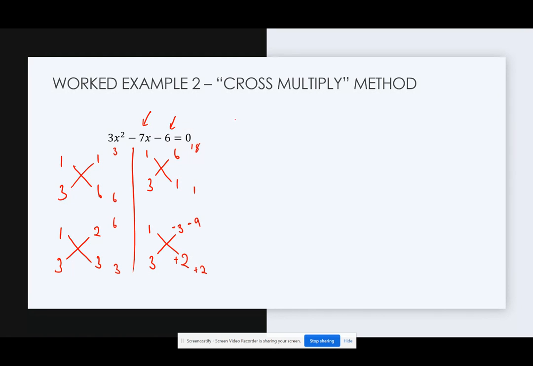Let's write it out in our factorized form now. By putting a couple of x's on there, we should be getting x minus 3 and 3x plus 2. And I did that just by putting the brackets there in our rows. That's still equal to 0. Let's just double check our solution by expanding once again.